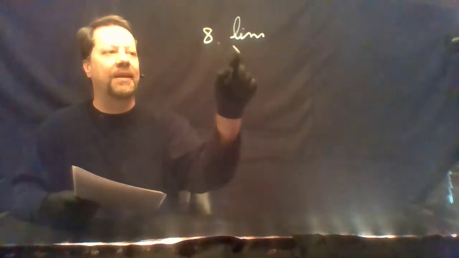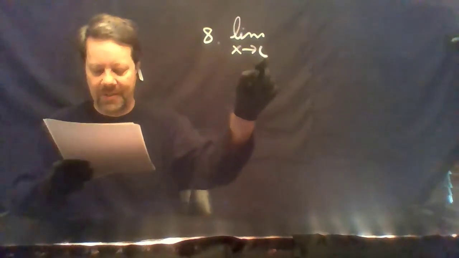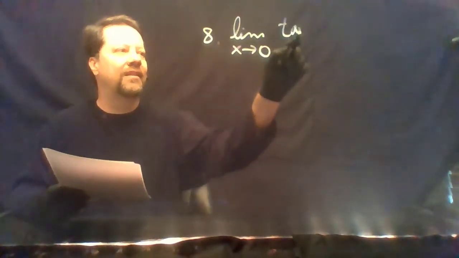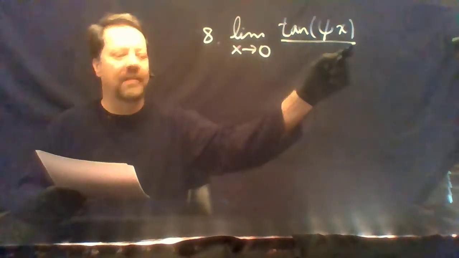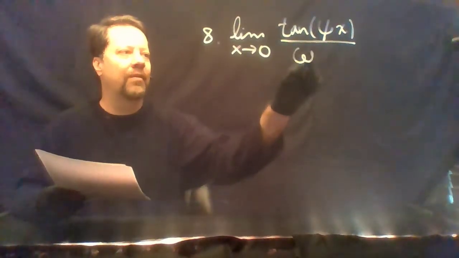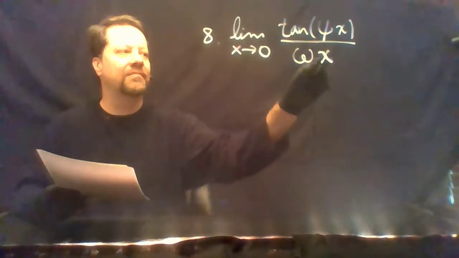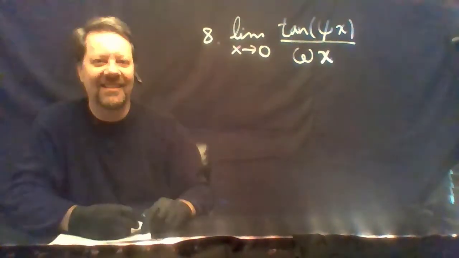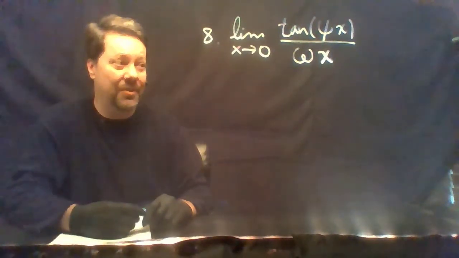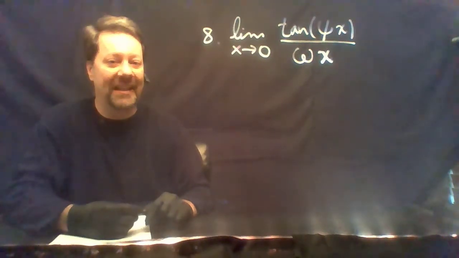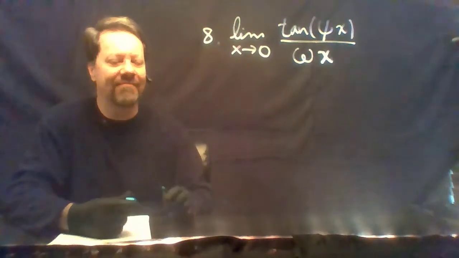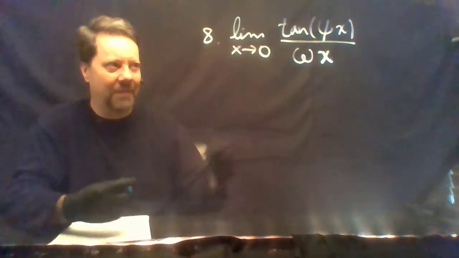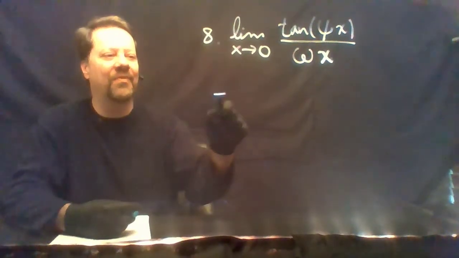On problem 8, we have the limit as x goes to 0 of the tangent of psi x divided by omega x. As you know, the answer should be psi over omega. Don't give too much credence to all these Greek letters. We can treat them as roughly and arbitrarily as we wish.